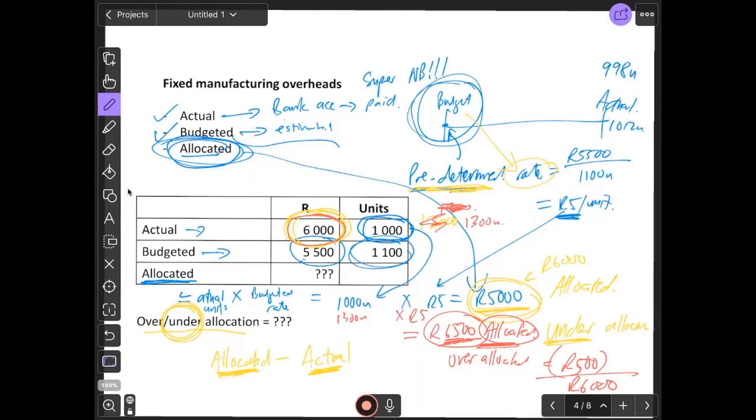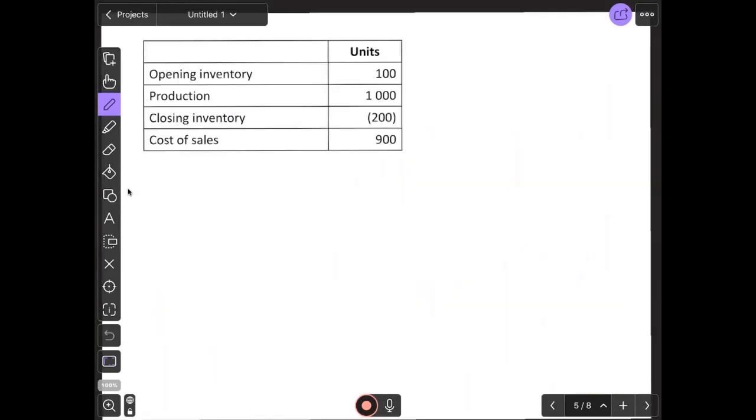Okay, so let's move on to the reconciliation. So before I do the reconciliation, let's just bring in the cost of sales calculation. Okay. Oh, sorry. Here's a question.